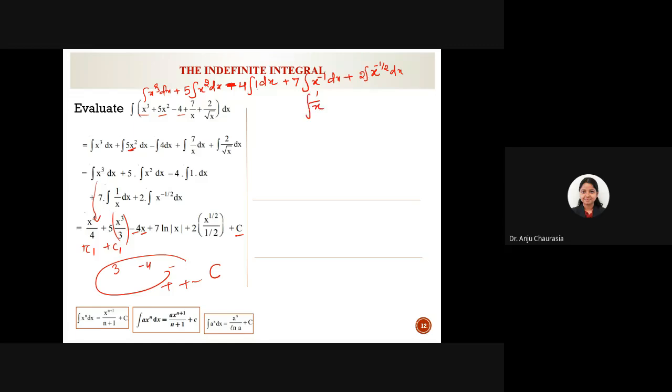Plus 7 times the integration of 1 by x, which is log x. Okay, the integral of 1 by x dx is log x. So that is log of mod x, for positive values of x. And here this is n, suppose. So minus 1 by 2 plus 1, minus 1 by 2 plus 1, so x raised to n divided by n plus 1. Okay, this formula.